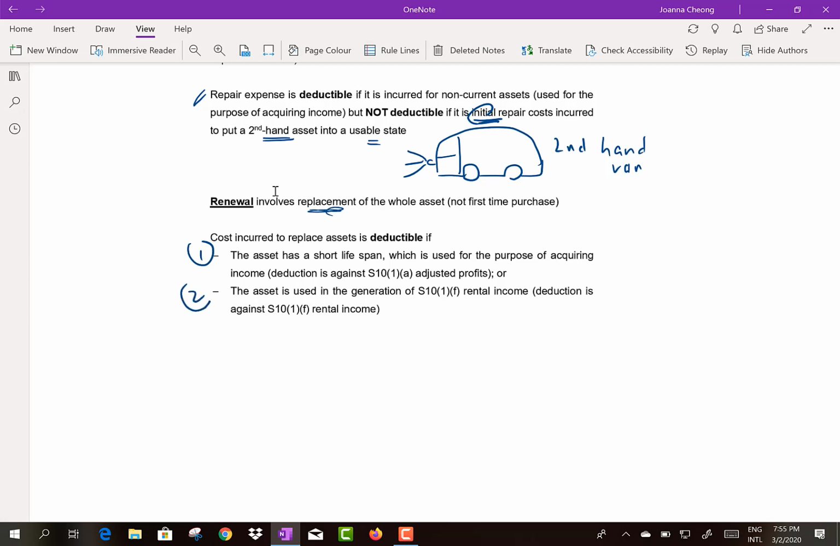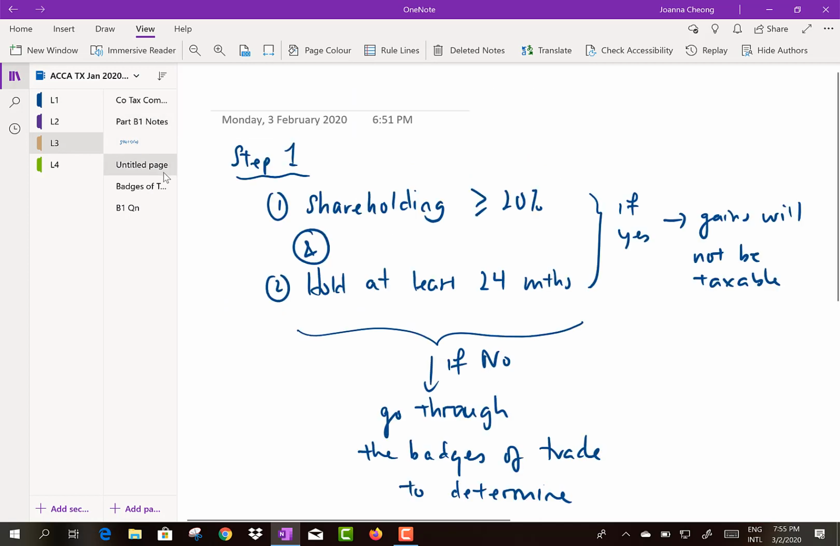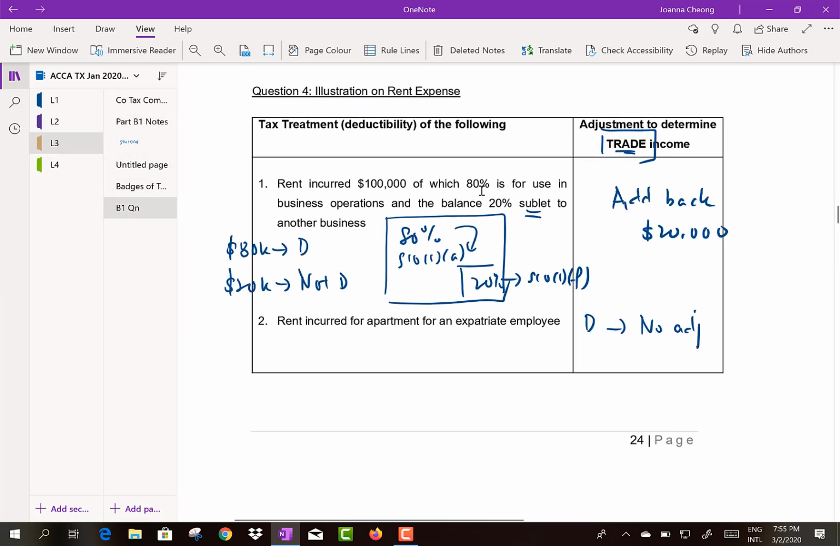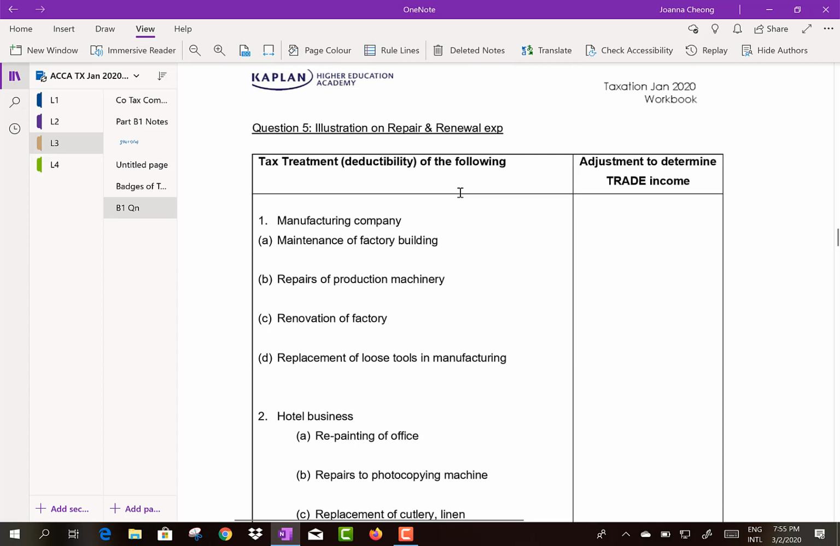Now the second category, I will not want to explain to you now because you will learn it much later on under part B3. So can I keep in view first? Can I hold on to it first? I will revisit this part again when we look at section 10.1F rental income. Okay, because if I were to introduce this to you so early, you might not be able to understand what's going on. Alright, so we hold it first. Okay, look at question number 5.